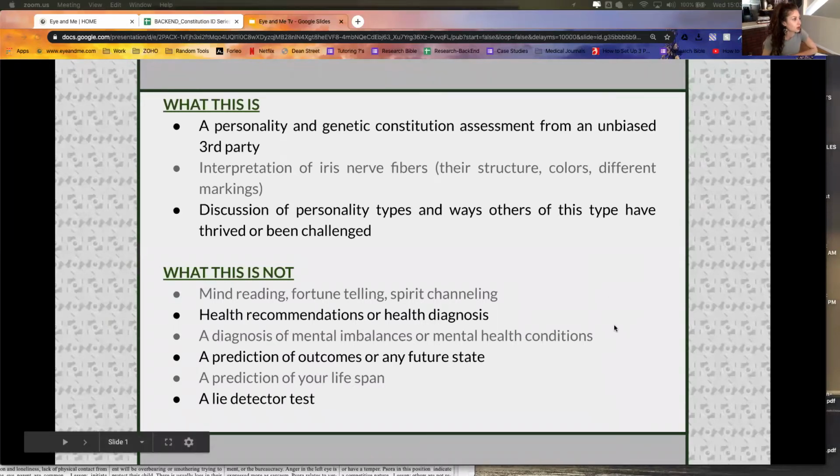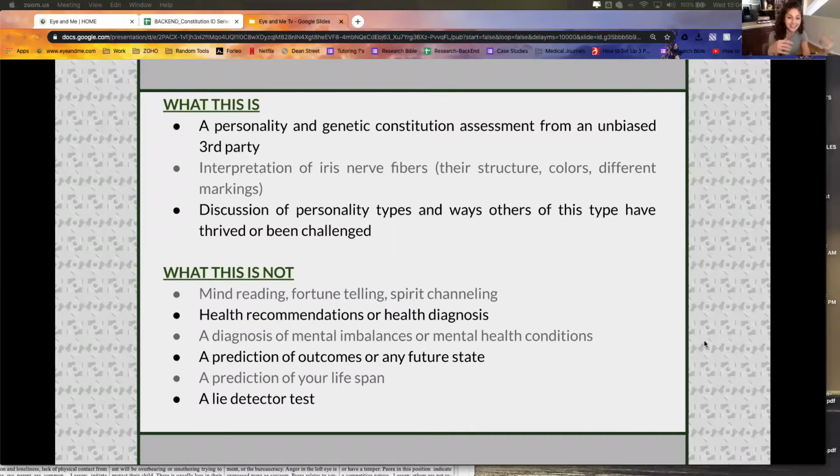Just as a little disclaimer, this is a personality and genetic constitution assessment. So whenever I use the word constitution, I'm talking about our genetic type, our personality type, our iris type. That's the main thing we're going to focus on, especially through a photo. We'll focus on your constitution. So this is an interpretation of the different fibers we see in your iris, and a discussion of your personality type, in ways that you might be thriving, ways you might feel challenged, so on and so forth.